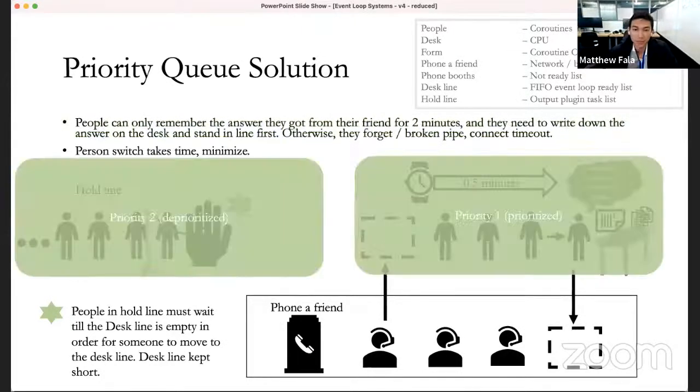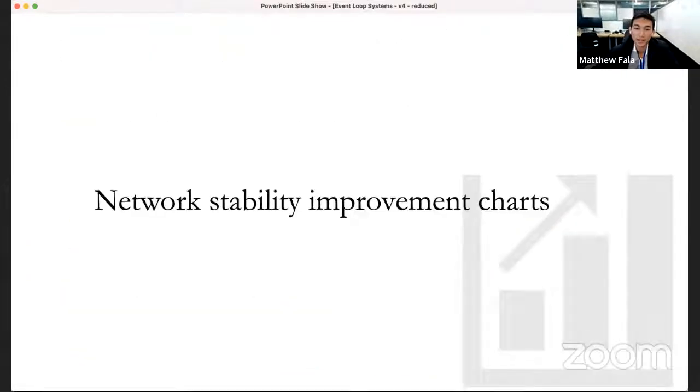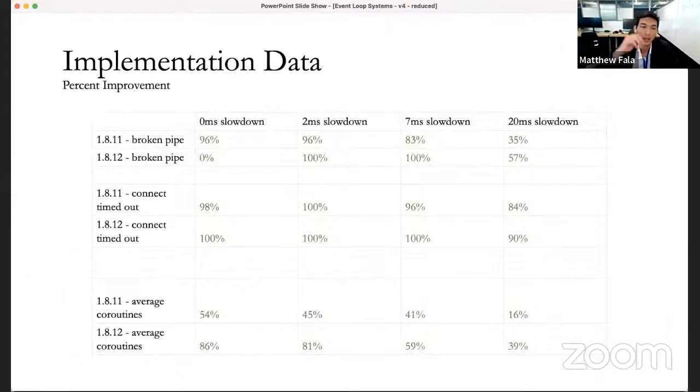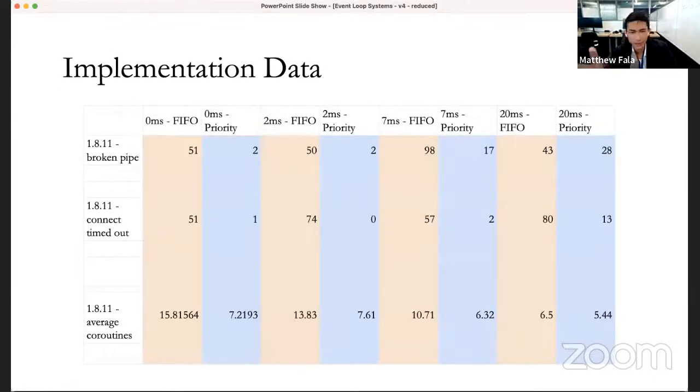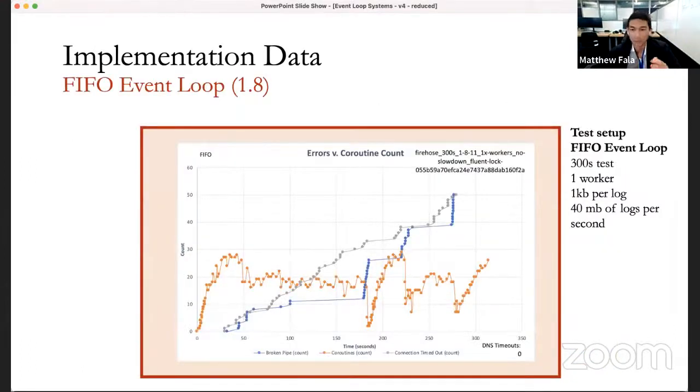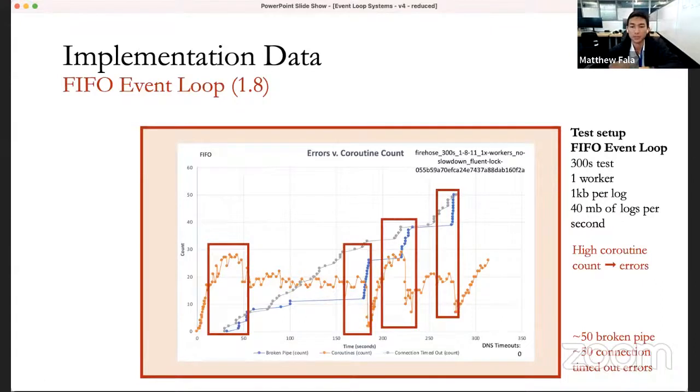And we saw tremendous results in this. Kind of skipping to the results, we saw across the board like 96 to 100% improvement. We saw connection problems going from 51 connection timeout errors to 1 connection timeout error. We saw the number of active coroutines going down by a factor of maybe 3. And you can see from before, the data shows a very high amount of coroutines, maybe like 30. And when you see a big spike in coroutines, you see a big spike in errors following it, kind of in these red boxes.